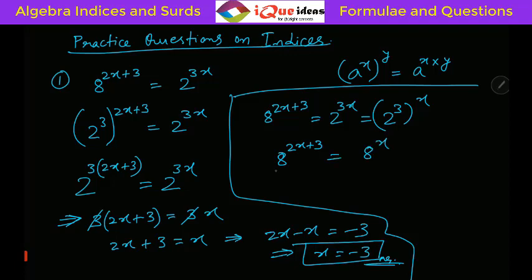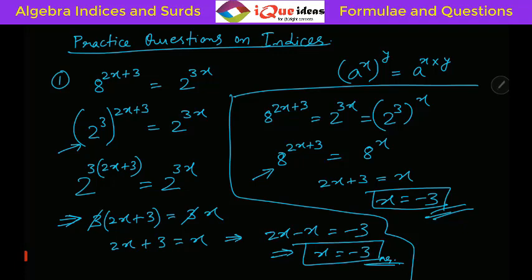Right? So now the bases are same, that is 8. So the powers can be equated. 2x plus 3 equal to x. We'll get the same equation, and on solving we'll get x equal to minus 3. Right? So in any case the answer is going to be the same, but we could have used the base as 2 or the base as 8. Alright, let's take up the next question.